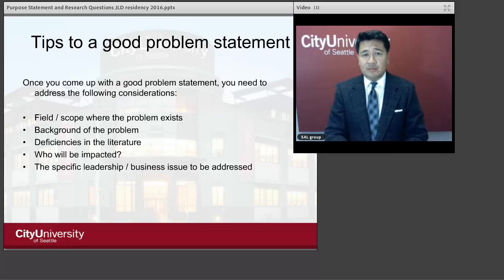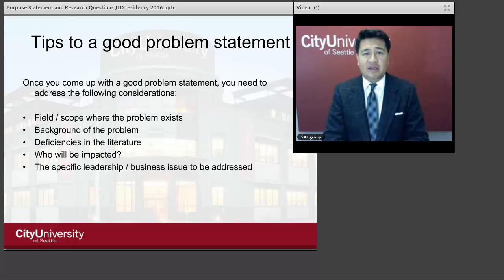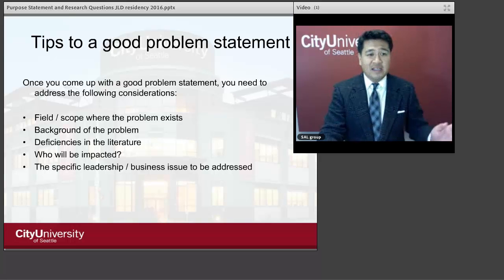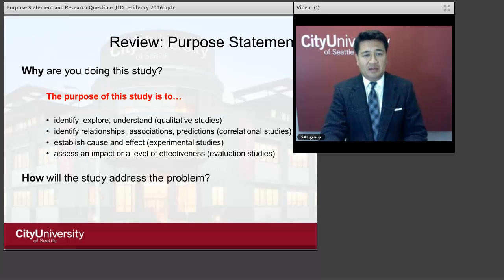Consider that. Another thing in writing a good problem statement is who will be impacted by it. Certainly the whole world is impacted by any problem statement, but what is it specifically? What target audience specifically is impacted? And then we want to take a look at the specific leadership or business issue that's addressed. Maybe it's not. Maybe it's just a philosophical understanding. It's not a good one. Maybe it's a specific issue in leadership or business. That's better. The problems lead us to the purpose statement.